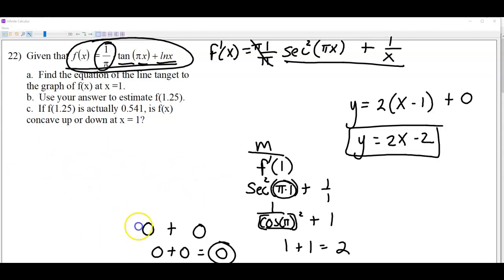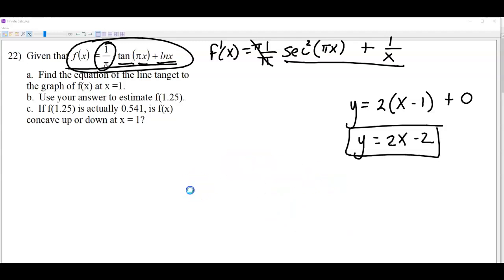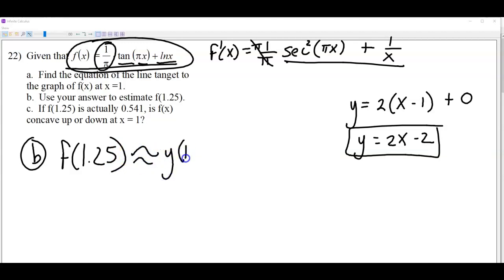Part B says use your answer to estimate f of 1.25. So for part B, I want to estimate what f of 1.25 is. F of 1.25 should be approximately the same thing as y of 1.25, where y is our tangent line, because tangent lines are close to the original function.